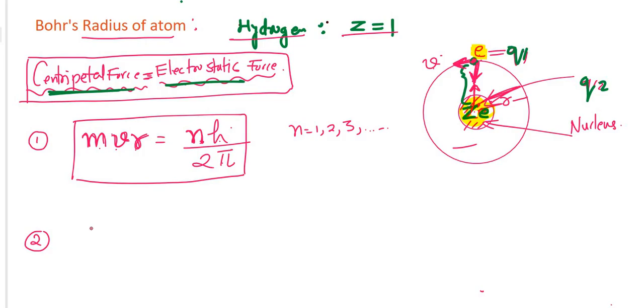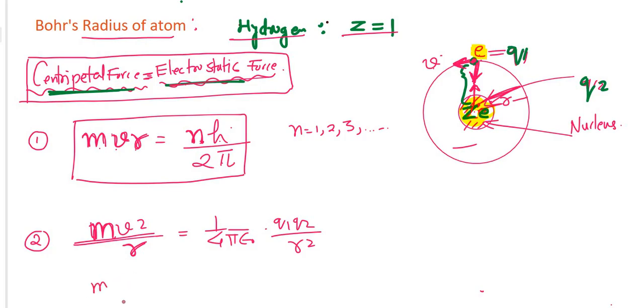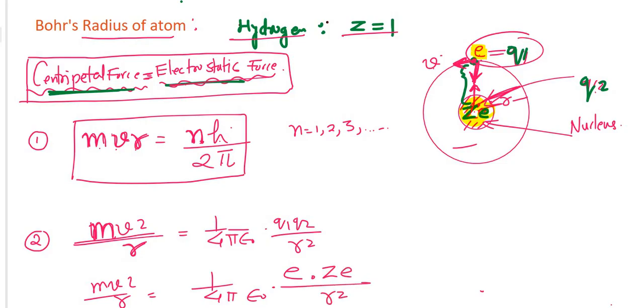So he used this equation. He said centripetal force mv square by r, this is the formula we are using from 11th, is equal to electrostatic force, which is 1 by 4 pi epsilon naught q1 q2 by r square. So it will be mv square by r is equal to 1 upon 4 pi epsilon naught q1, where q1 is e, into q2, which is Ze, by r square. This is the force.